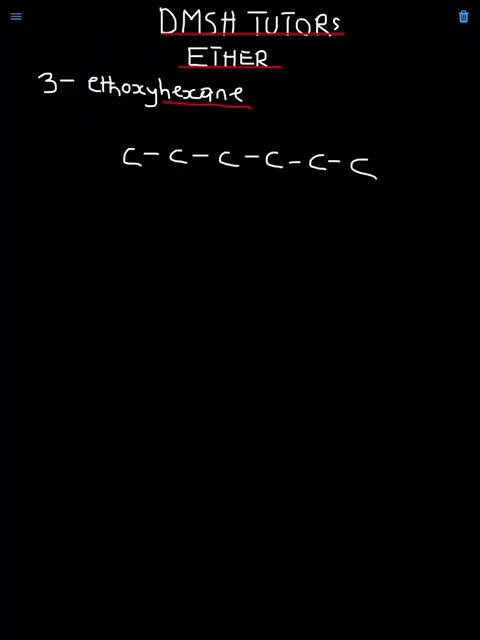Now, once you draw the 6 carbons out, the next thing is to go to the substituents. So they said 3-ethoxy. The meaning of 3-ethoxy is that there's an ethoxy on the 3rd carbon. Simple. There's ethoxy on the 3rd carbon. So just count to the 3rd carbon and put ethoxy there. So 1, 2, 3.